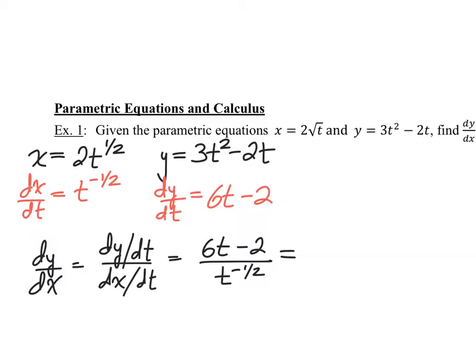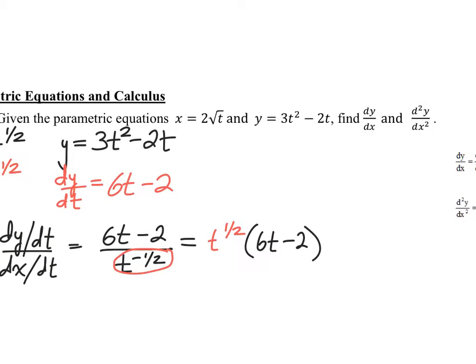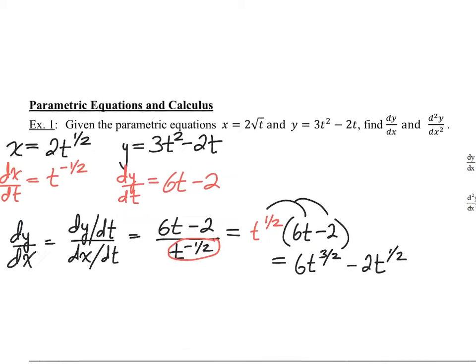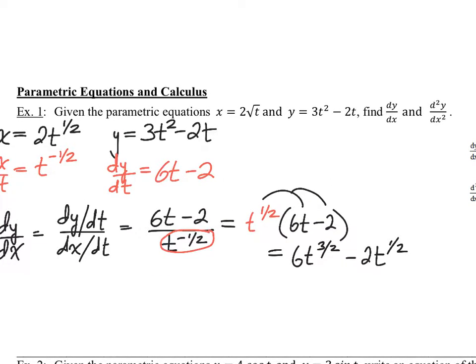All right, so I'm going to clean it up a little bit. The negative power can bring that t up to the top. So t to the 1/2 times 6t minus 2. And then I'm just going to run it through. Distribute it. 6t to the 3/2. Keep the base, add the exponents. Minus 2t to the 1/2 power. Power rule ready. It's the name of the game.